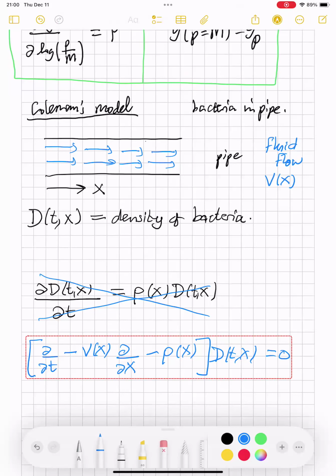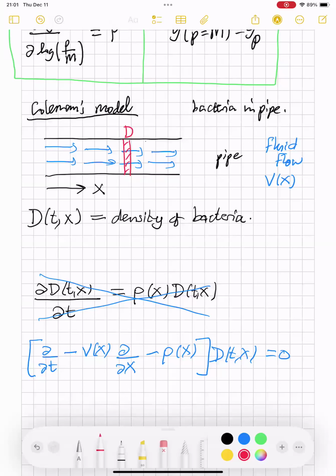Okay, so to get some insight, let's try to solve the equation. So what are we interested in? We are going to be interested in the bacteria inside this little red segment here. Inside that little red segment, we want to figure out what is the d of t comma x. So that's what we're trying to figure out.